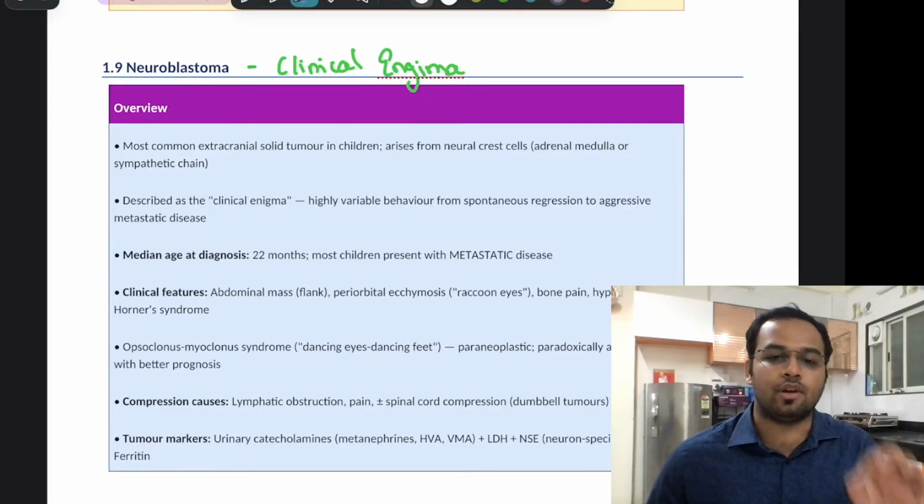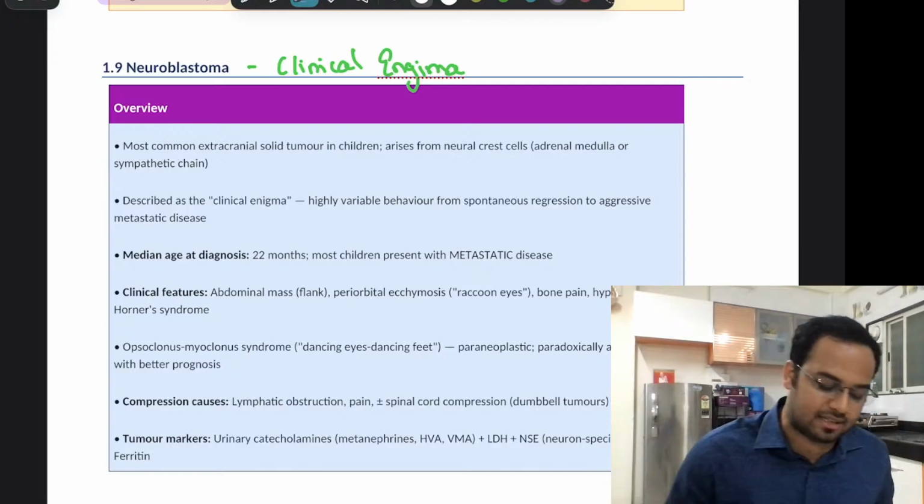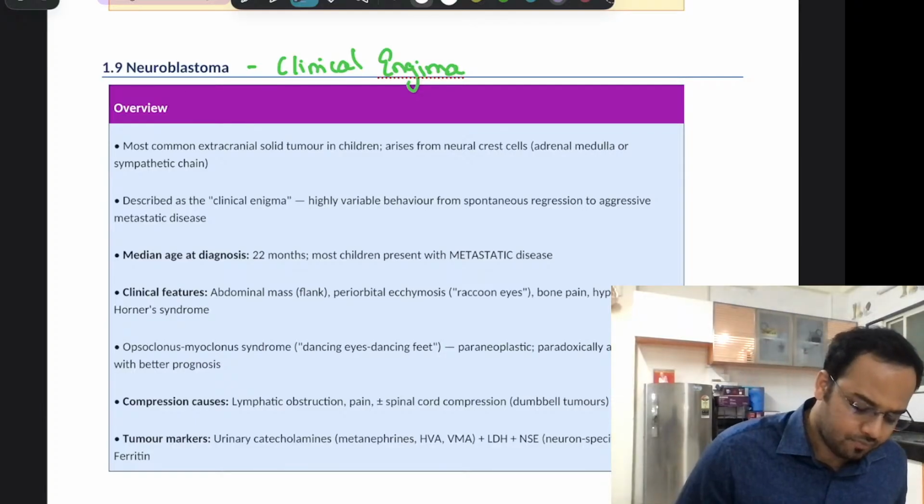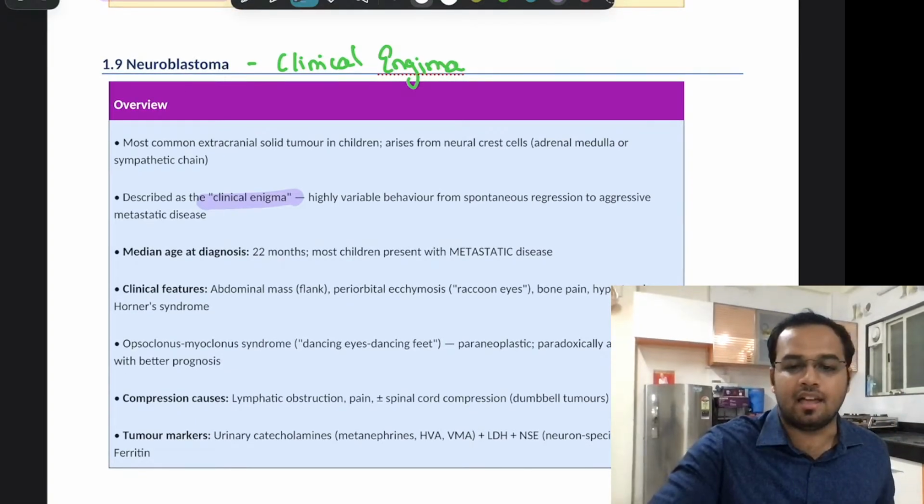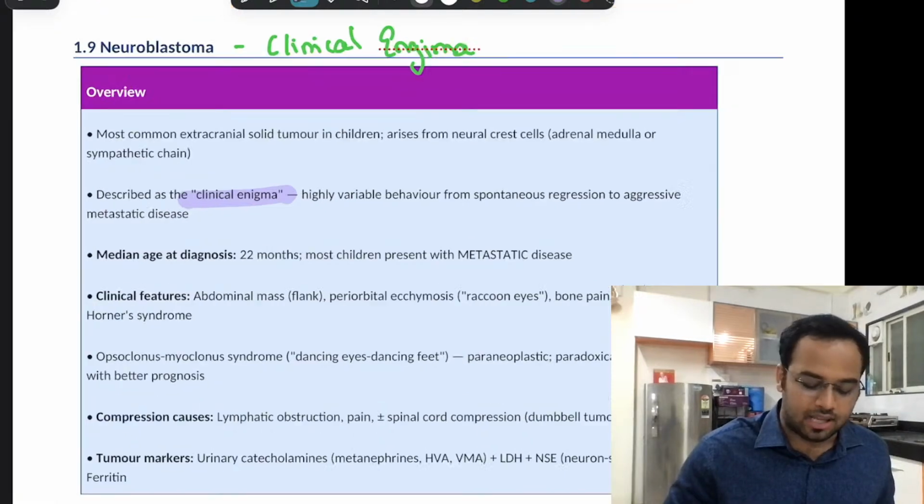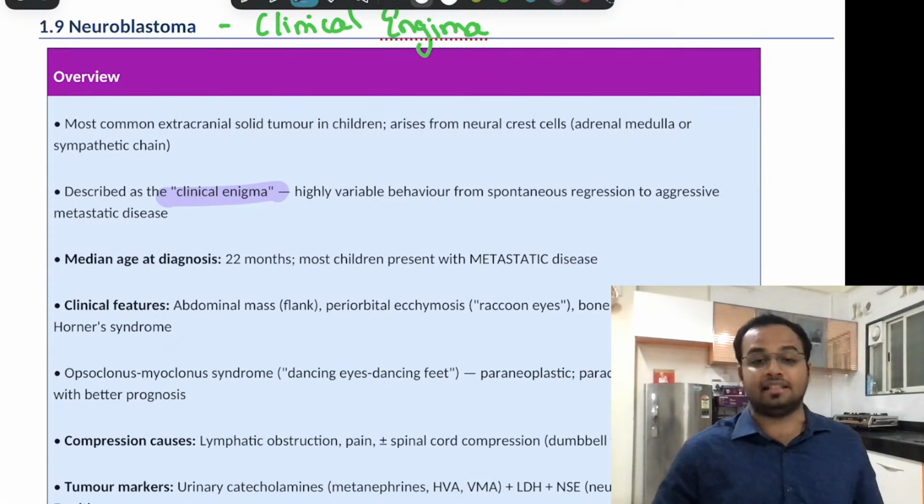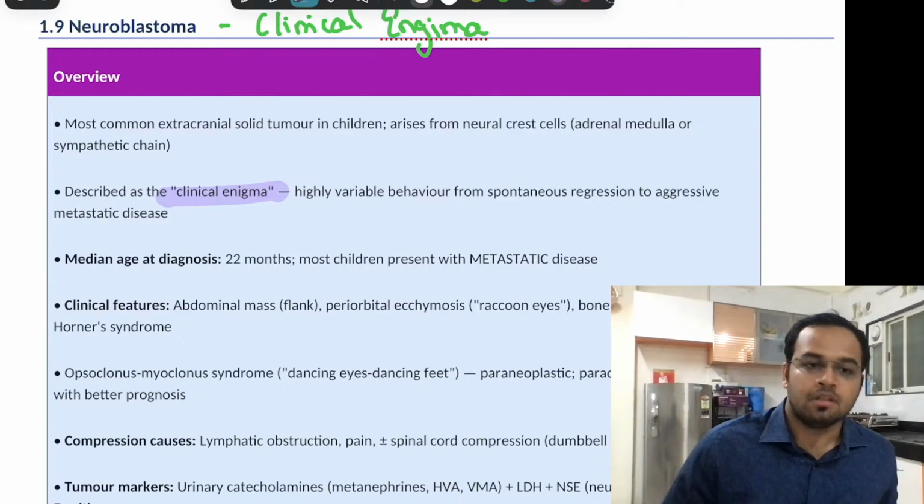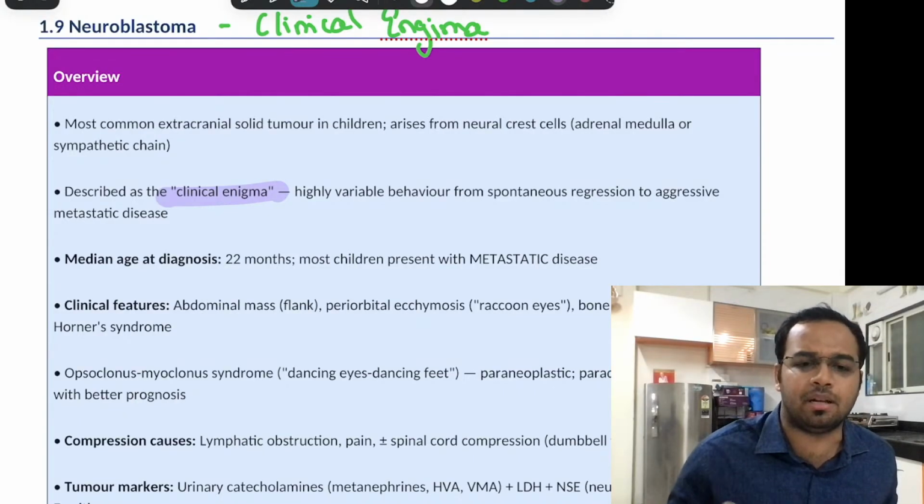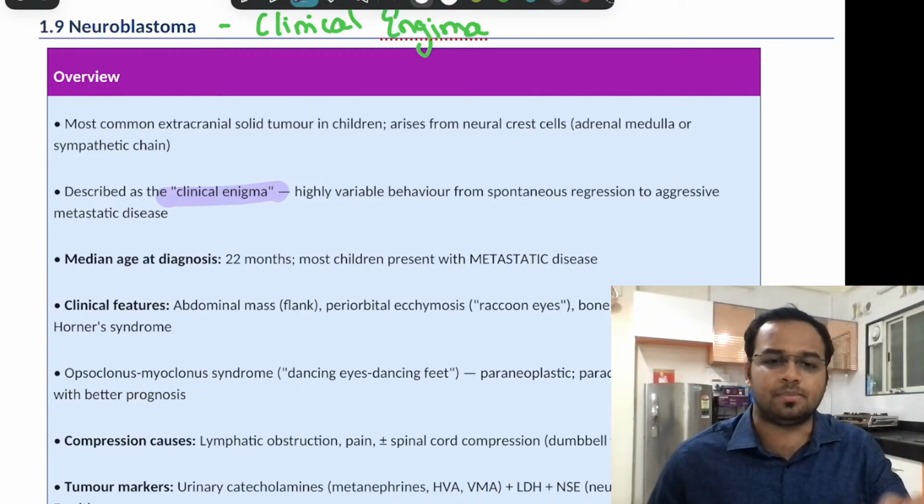Here it is always going to be neuroblastoma. Neuroblastoma is called a clinical enigma. Sir, what is the meaning of clinical enigma? A clinical enigma means it has a highly variable behavior. What does that mean? In some patients this tumor will suddenly grow, and in the next instance, within a week or so, the tumor is going to totally regress.